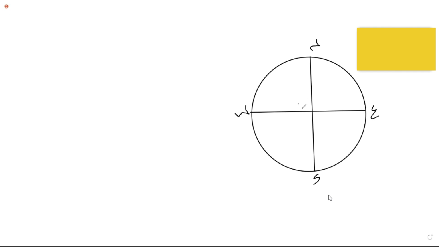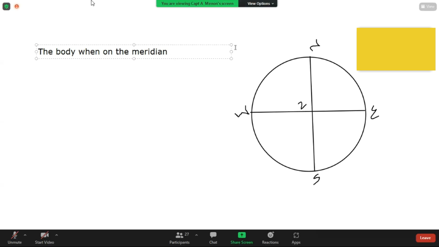And you have now. Now we don't know anything. We just know, for example, okay, there are two types of questions. One is the body when on the meridian of the observer.